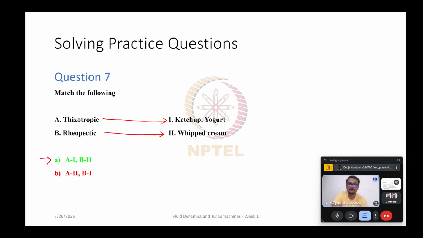Whereas whipping cream, I don't know if you have seen it. If you whip cream for a long time, it sort of incorporates a lot of air, and you can almost lay it over, it stays whatever shape you give it, like a solid. So it becomes very viscous. So whipped cream or whipping cream, that's rheopectic in nature. So the viscosity increases if you apply shear force for a long time. Okay. Any questions?